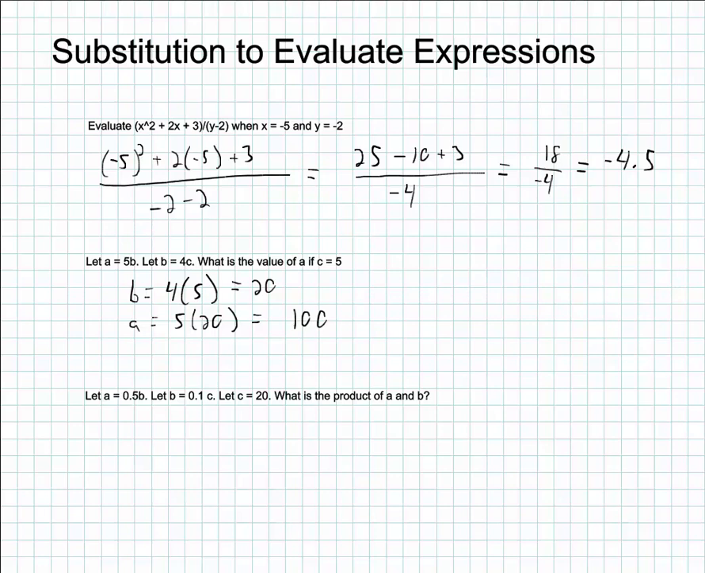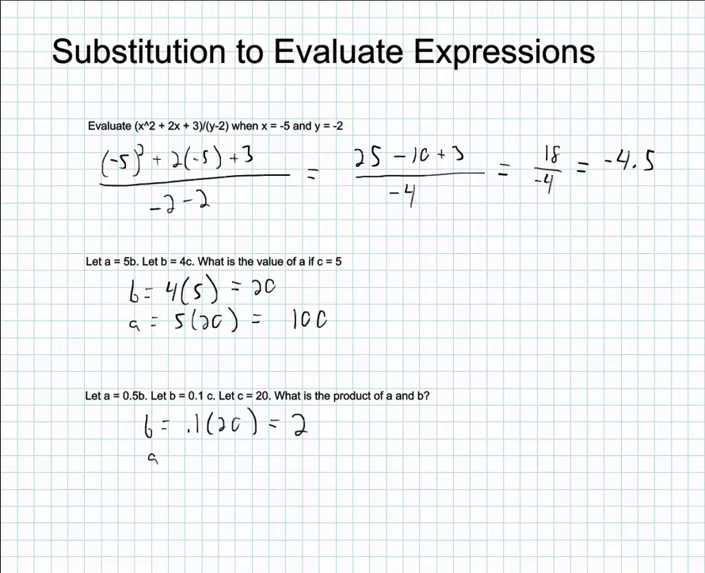Alright, last question. Let A equal 0.5b, let B equal 0.1c, and let C equal 20. What is the product of A and B? So B equals 0.1c, so 0.1 times 20. So that should be 2.